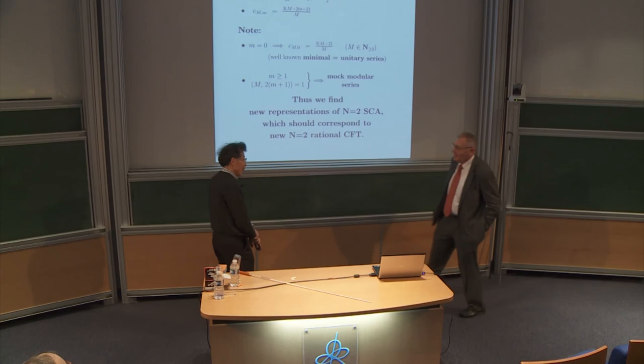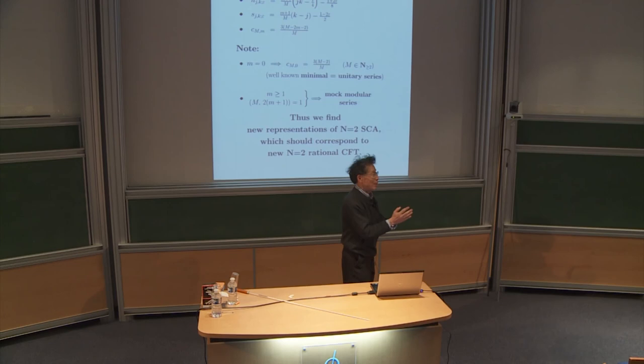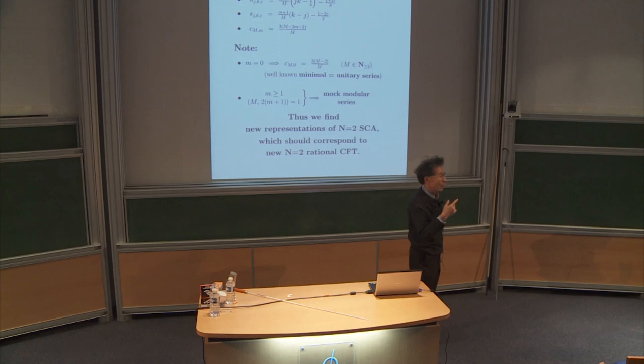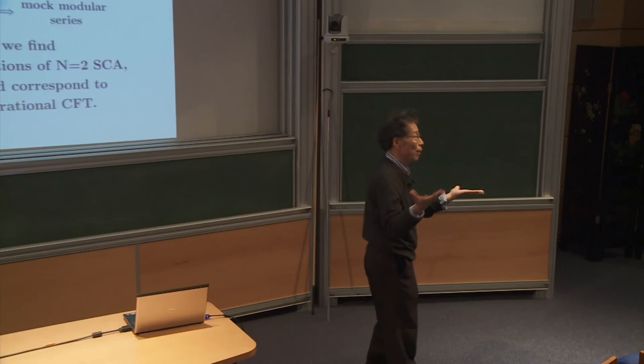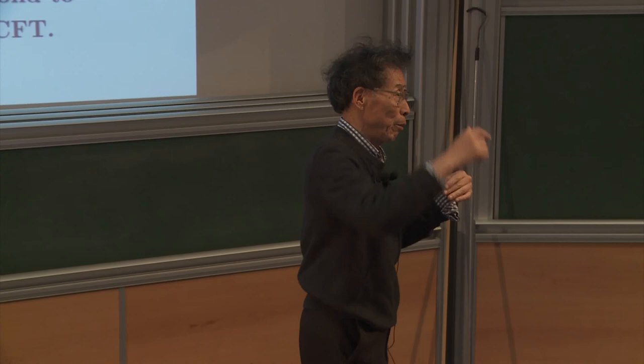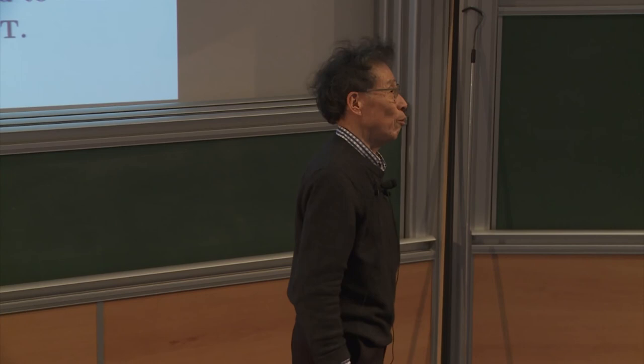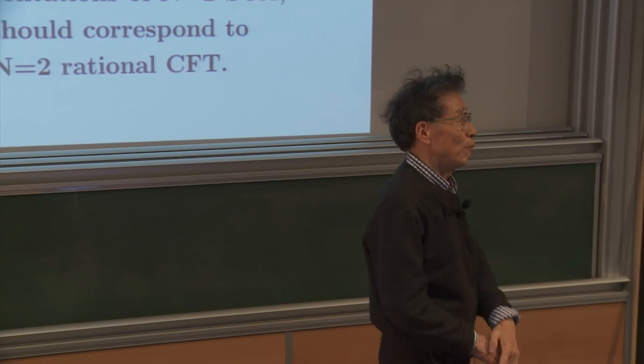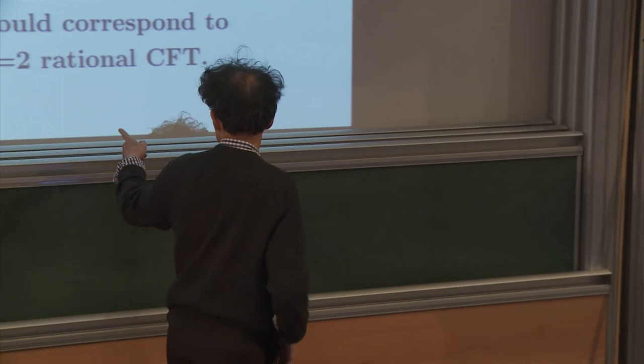Rational means the number of irreducible representations corresponding to that central charge, the representations of the vertex operator algebra, is finite. So this just fits this case, and the vertex algebra representation is completely reducible. So we hope, but at present there are no theories. We think there should be. We hope that there should be.